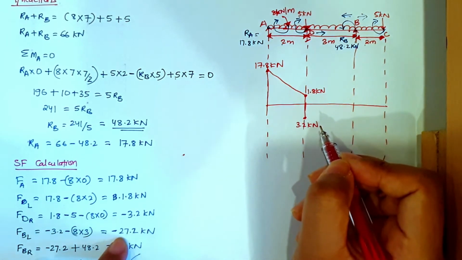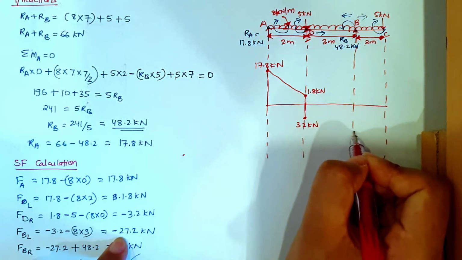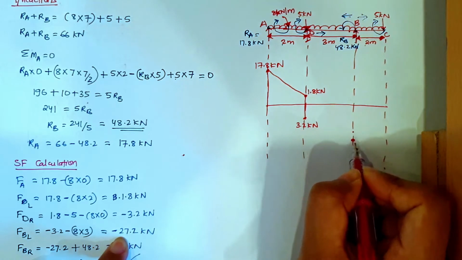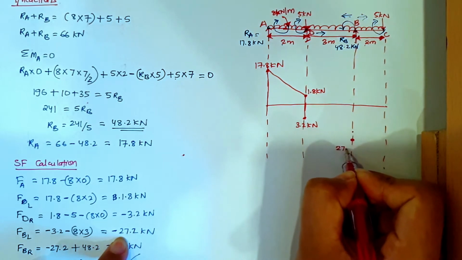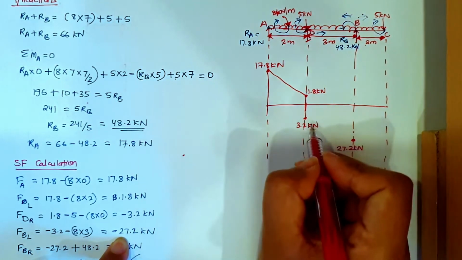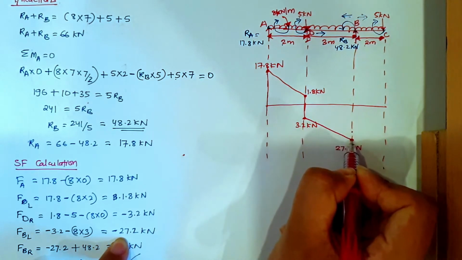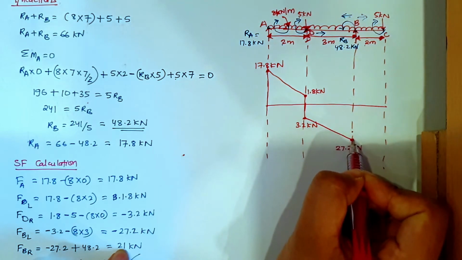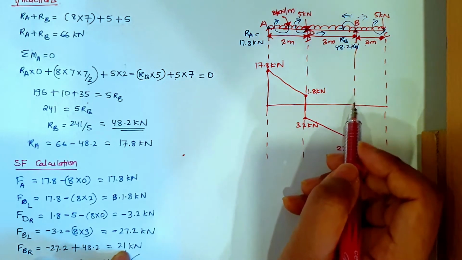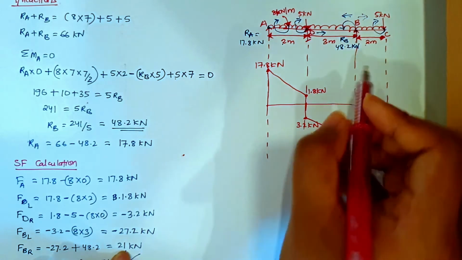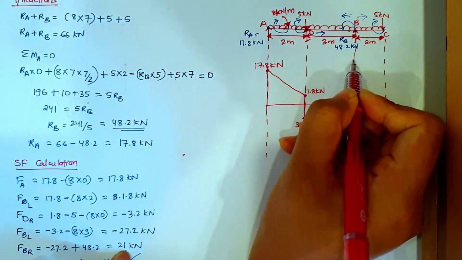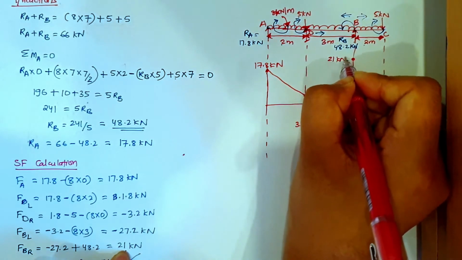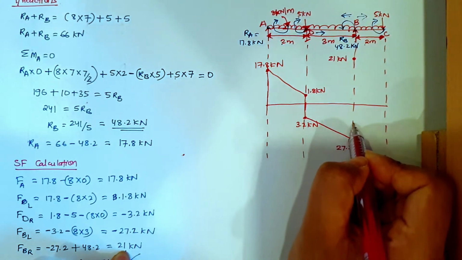Join it. Then when it is going to the right hand side, left hand side of B, it is becoming minus 27, so I'll mark it here, minus 27.2 kilonewton. Join this line again, and when it is moving to the right hand side from B, it is going to positive, it is going in positive 21. If this is 17.8, I'll mark 21 somewhere around here, so this is 21 kilonewton. Now join this line.